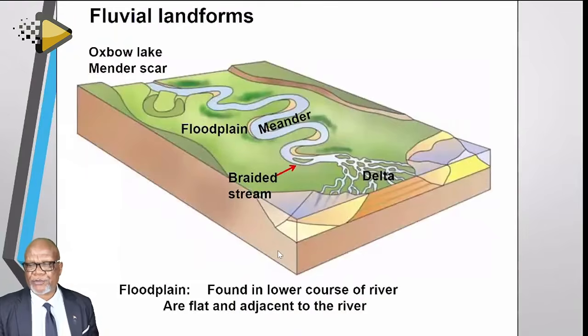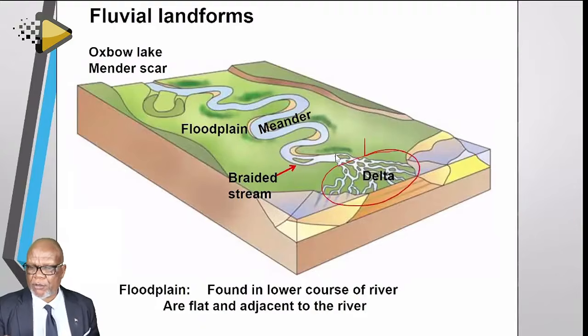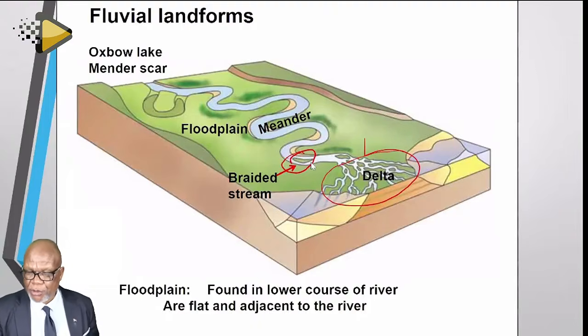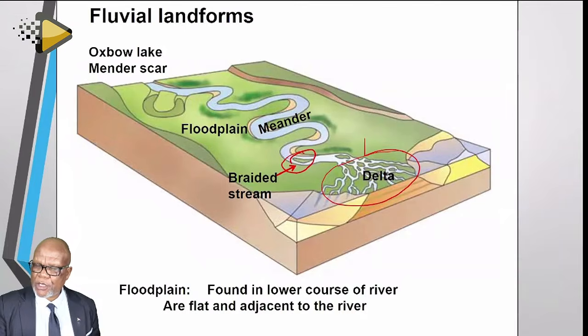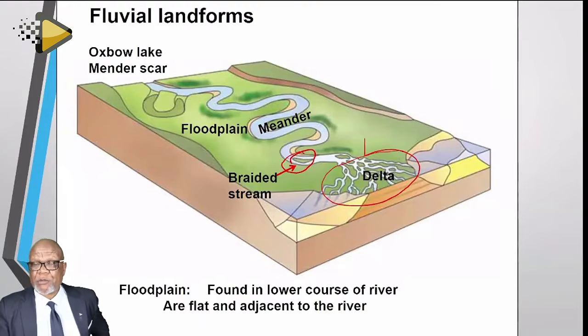Now let's look at, I was talking about the delta. So we see the difference between the delta and a braided stream. At this point, we have a braided stream. You can see at this point, a river is breaking and the river joins again. So that's your braided stream. But with a delta, a river is going to break into these tributaries as it flows into the sea. These tributaries are not going to join again.